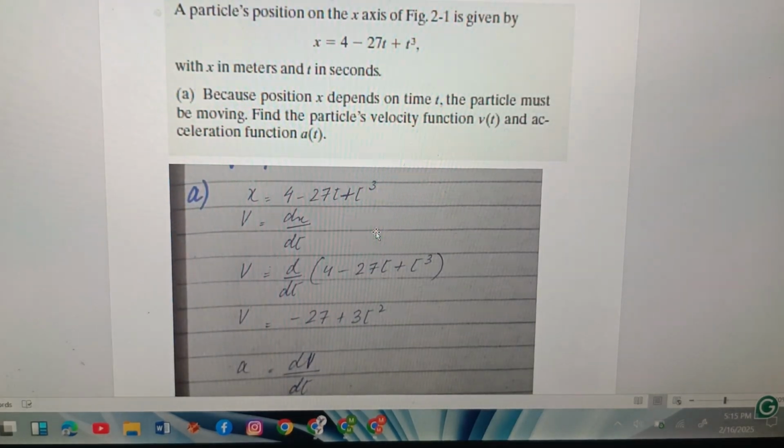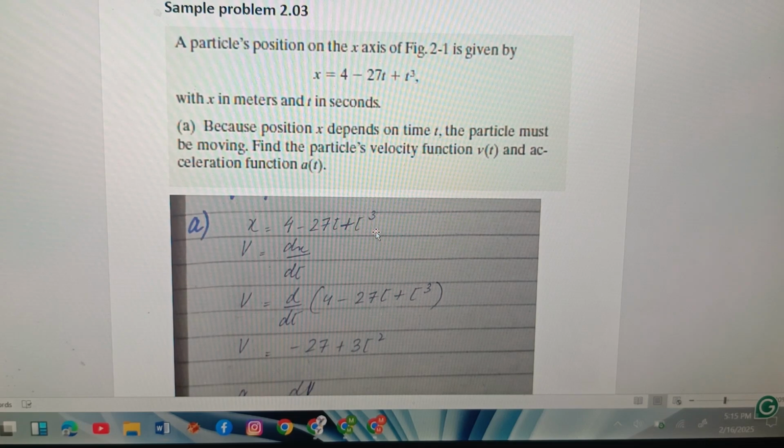Now let's take a look at example 2.03. In this, a particle's position on the x-axis of figure 2.1 is given by the equation of position, x = 4 - 27t + t^3, with x in meters and t in seconds. They've told us the units of position and time. Because position x depends on time, the particle must be moving.